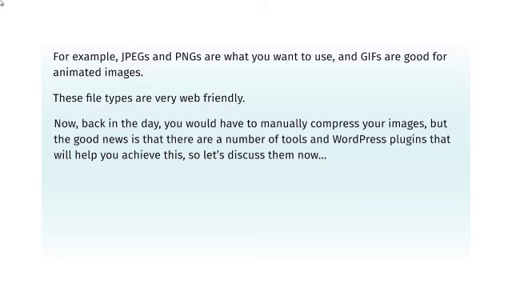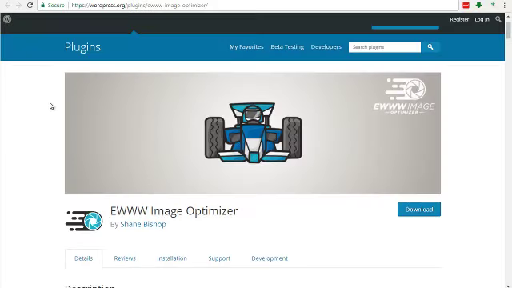Now the good news is that there are a number of tools and WordPress plugins that will help you achieve this without you having to buy Photoshop and learn it. Let's go ahead and discuss them right now, and I'm going to show them to you so that you're aware of what's out there. What you're looking for is a WordPress plugin that you can simply install into your WordPress site that will automate the process of optimizing and compressing your images. At the end of the day, you're going to be busy, so you're not going to have time to sit there and optimize. You need something that will do it automatically every time you upload an image.